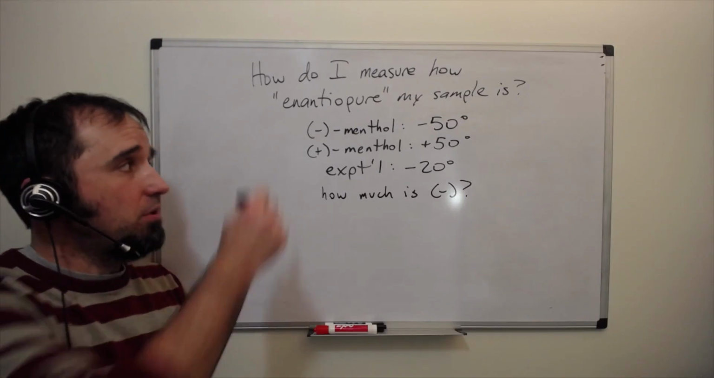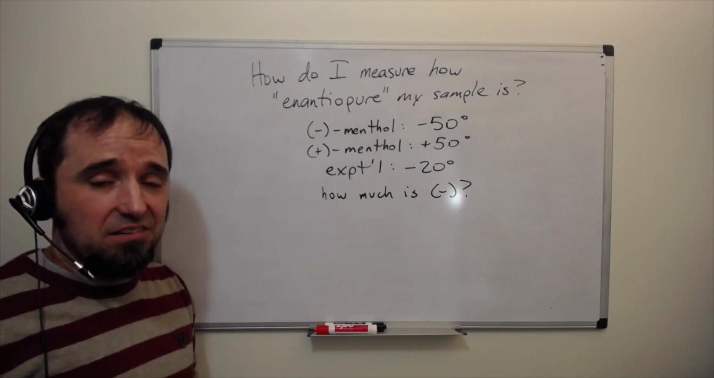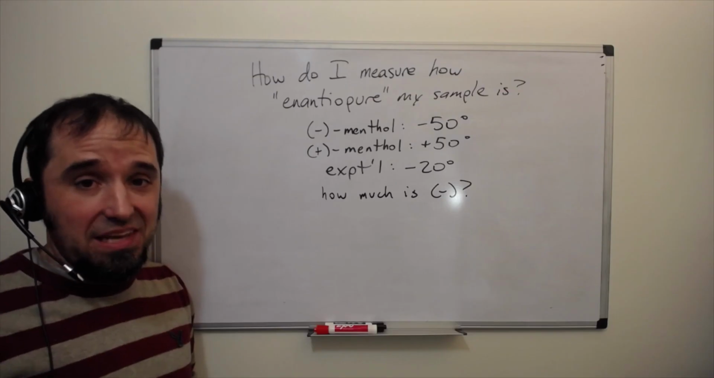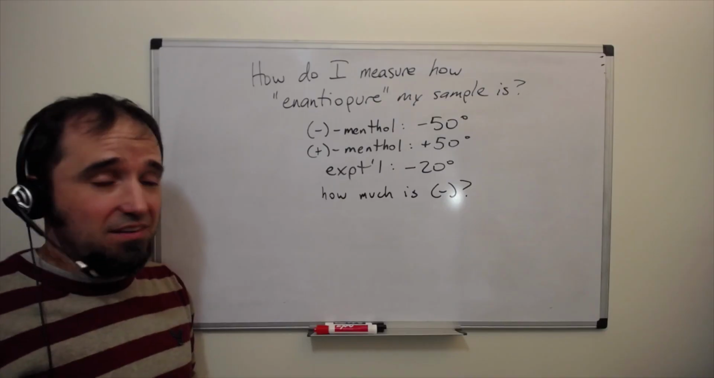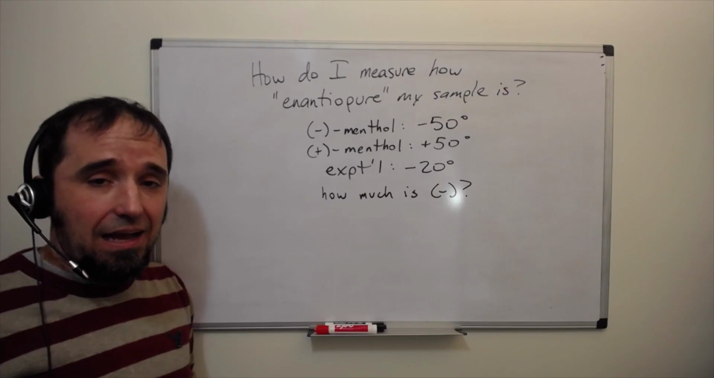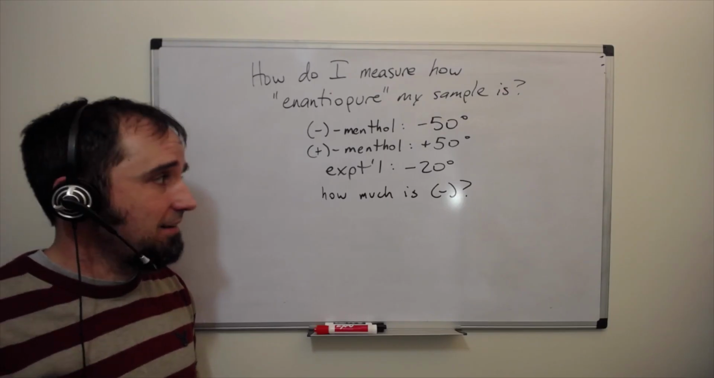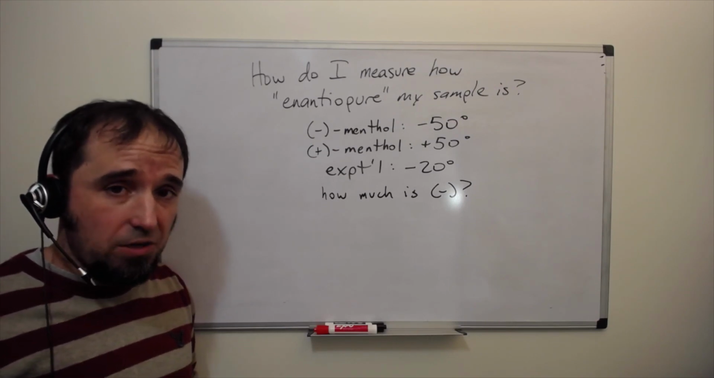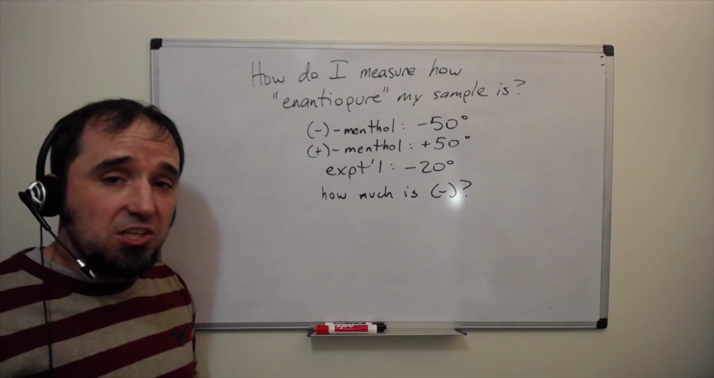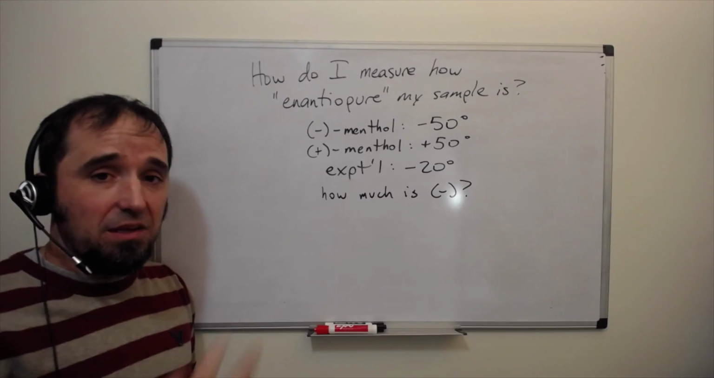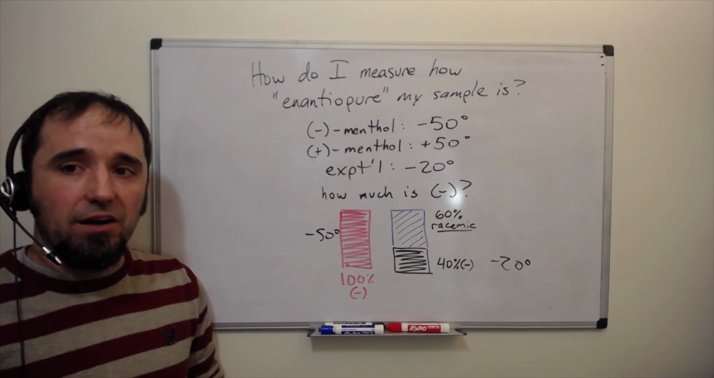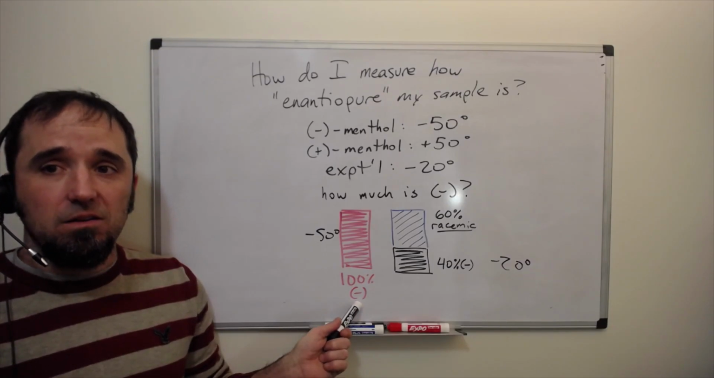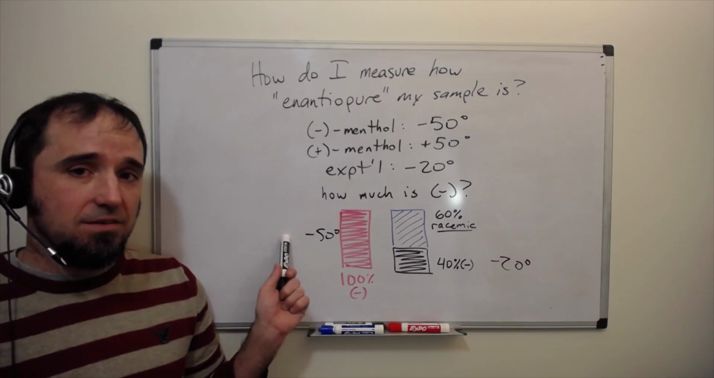So I know that pure minus menthol has an optical rotation of negative 50 degrees, and that positive menthol, being its enantiomer, has an equal and opposite rotation. So let's say that I make some menthol and I get a negative 20 value. I know that all I have is the two enantiomers in there, but I don't know the ratio of the enantiomers. So how do I find that from its rotation? Here's one way to think about it. If I have 100% of pure minus menthol, then the rotation would be minus 50 degrees.